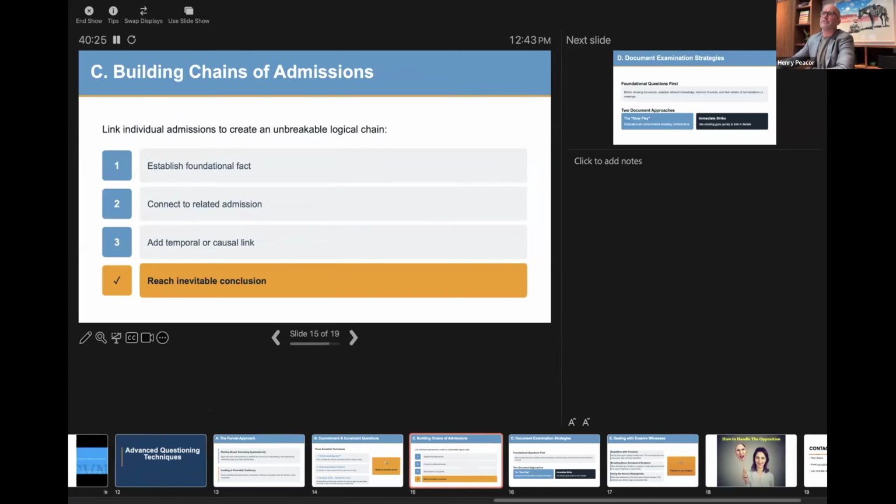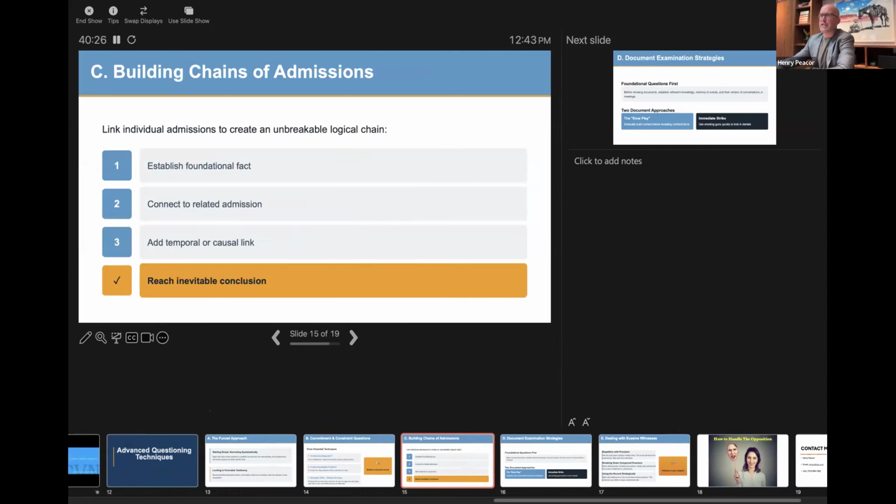All right, building chains of admissions. Again, we're establishing foundational facts, connecting to a related admission, adding a temporal or causal link, and reaching an inevitable conclusion. An example of this, for me at least, with personal injury, is that everyone has pre-existing conditions. We all have degeneration in our spine that occurs as we age. And a lot of times I'm going up against the defense and they are saying that it's pre-existing.